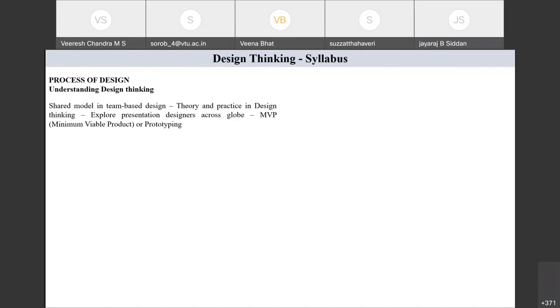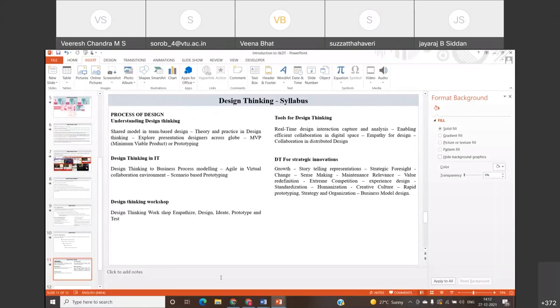When a team is completely involved in it, they have to share certain things, right? They have to share drawings, they have to share notes, they have to share empathized solutions or whatever it is. They have to share each and everything. So how to do it? There are many ways to do it. I'll just give you an example here.